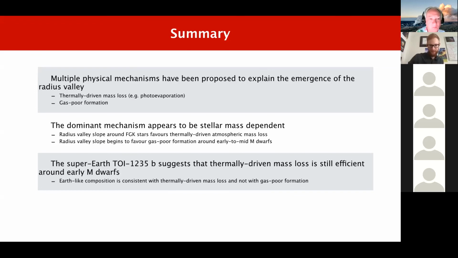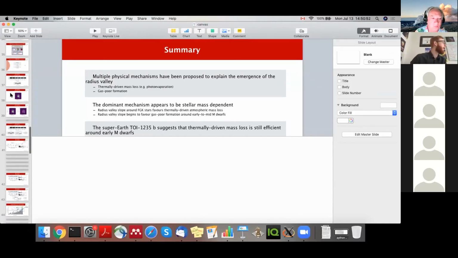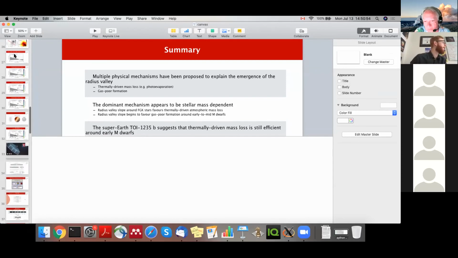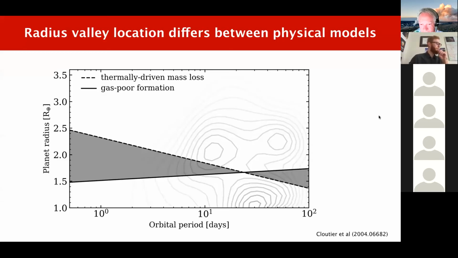So going back to the two lines that you drew in the radius versus period diagram, I was wondering how you drew the normalizations because they do depend on unknown parameters. For example, the photoevaporation does depend on the unknown magnetic field intensity of the planet. And for the, well, you call gas pore formation, but anyways, that one is subject to the assumed disk solid surface density. So I was just wondering whether you could talk about how you drew those normalizations.